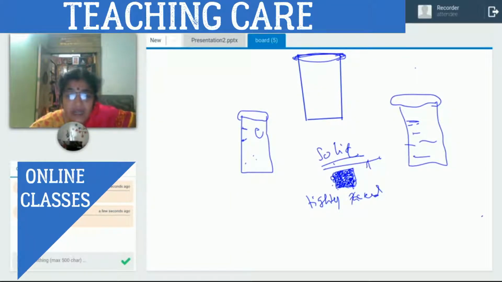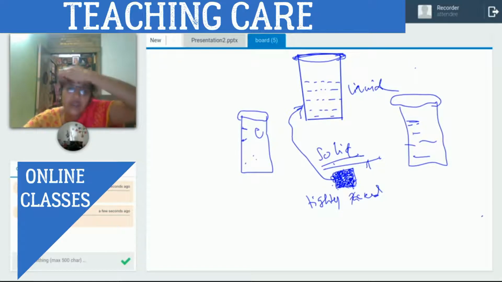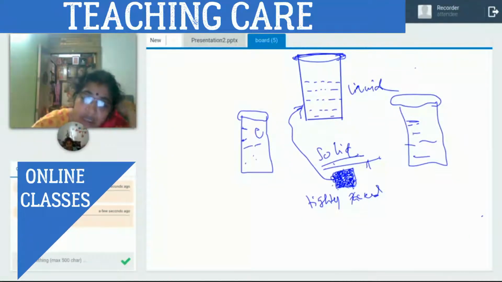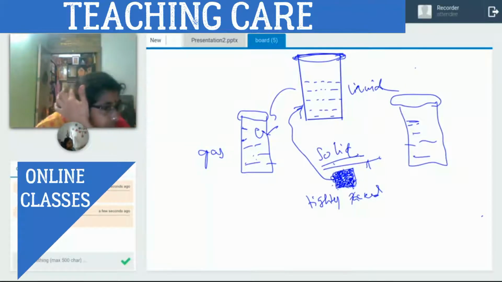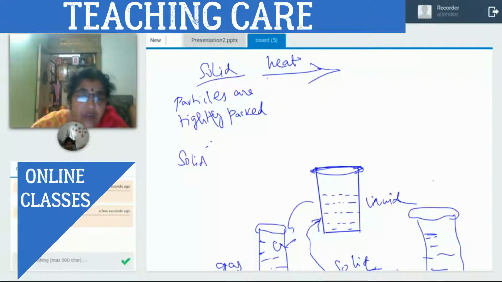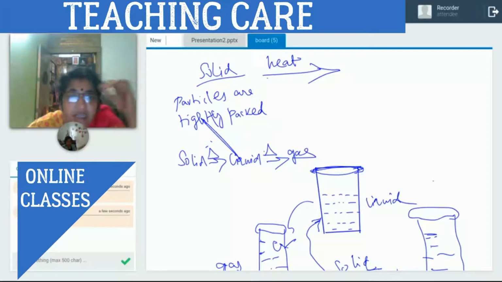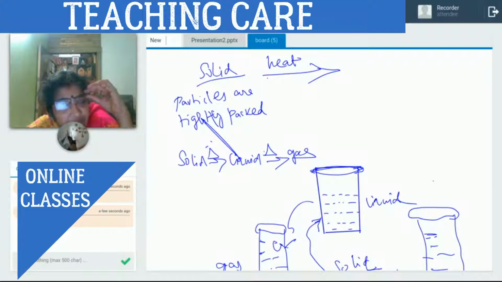So solid, they are tightly packed, but in liquid, they are not that much tight, right? They are loosely packed. So when you heat a solid, the attraction between the particles will not be that much, and it will change into liquid. Right? Okay. Liquid, when you heat that, particles will be very loosely packed and it is called gas. When you heat liquid, it will change into gas, right? So solid, when you heat, it will change into liquid. And liquid, when you heat, it will change into gas, right? Inside this, the particles are gas.